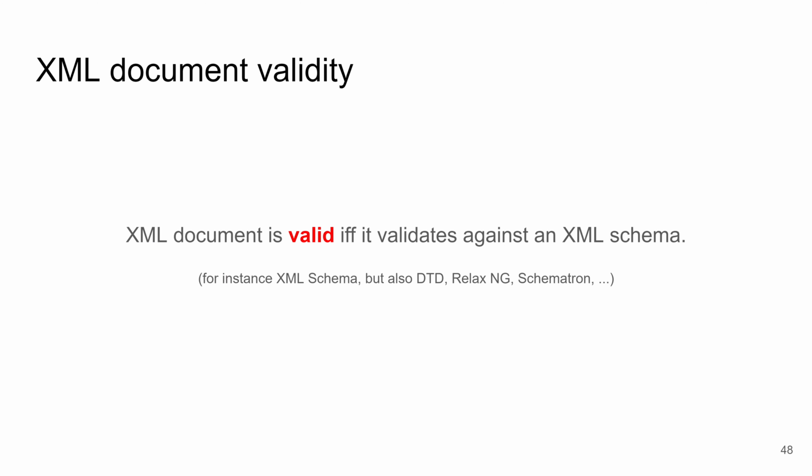Now, we already talked about the term well-formedness. We said that an XML document is well-formed if it is syntactically correct. And now we'll define another term, which is validity. An XML document is valid if and only if it validates against an XML schema. Note that XML schema is with a lowercase s, because an XML schema can be written in any of the XML schema languages. For instance, XML Schema with a capital S, which is one of the XML schema languages.